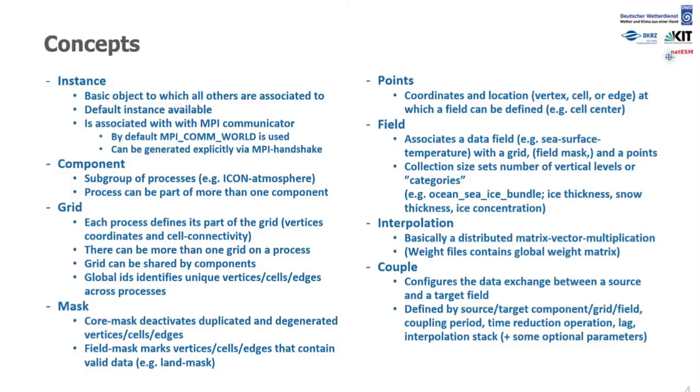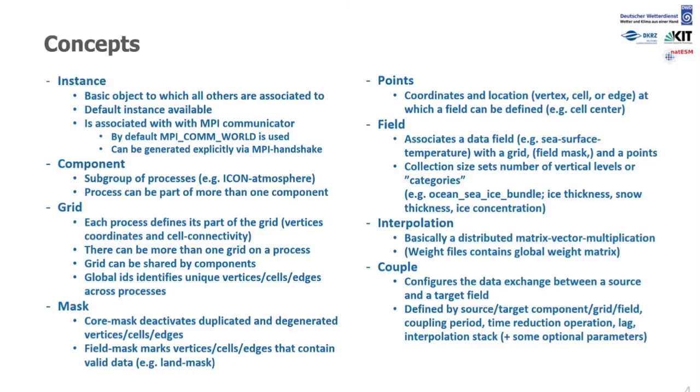Once you have your instance, each process can inform YAC which component it belongs to. For example, a process belongs to atmosphere or ocean. And this basically is a subgroup of processes that define fields altogether. And a process can be part of more than one component. For example, you could have an atmosphere component and an output component on the same process.